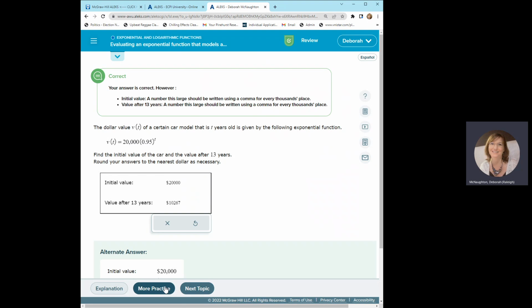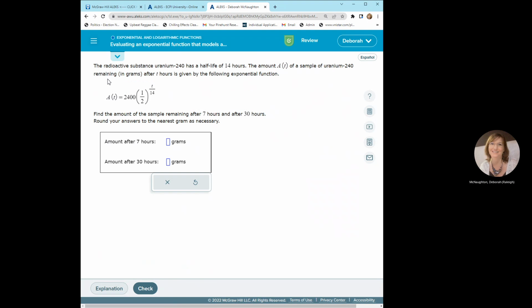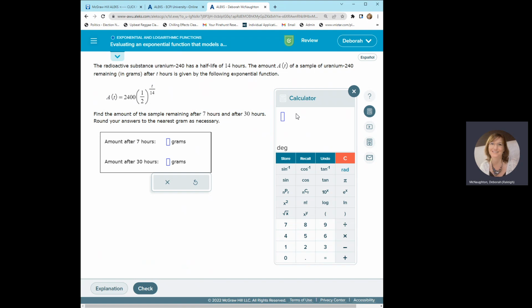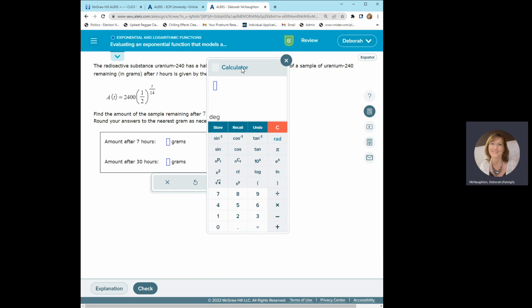All right, and let's do one more. Okay, a radioactive substance has a half-life of 14 hours. The amount A is a function of T. So A of T of the sample of uranium-240 remaining in grams after T hours is given by this exponential formula, and it wants to know the amount after 7 hours and after 30 hours. So again, we want to use the calculator. Guys, don't use any other calculator.